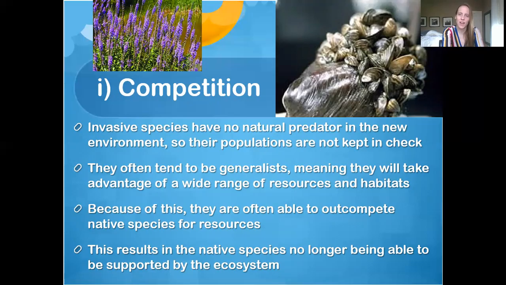In this case, all of these tiny zebra mussels would be filtering the water before it gets to the larger native mussel. And so by the time the water gets to the larger native mussel, it has already made its way through all the zebra mussels. There's no microorganisms left in it, and that native mussel will start to.